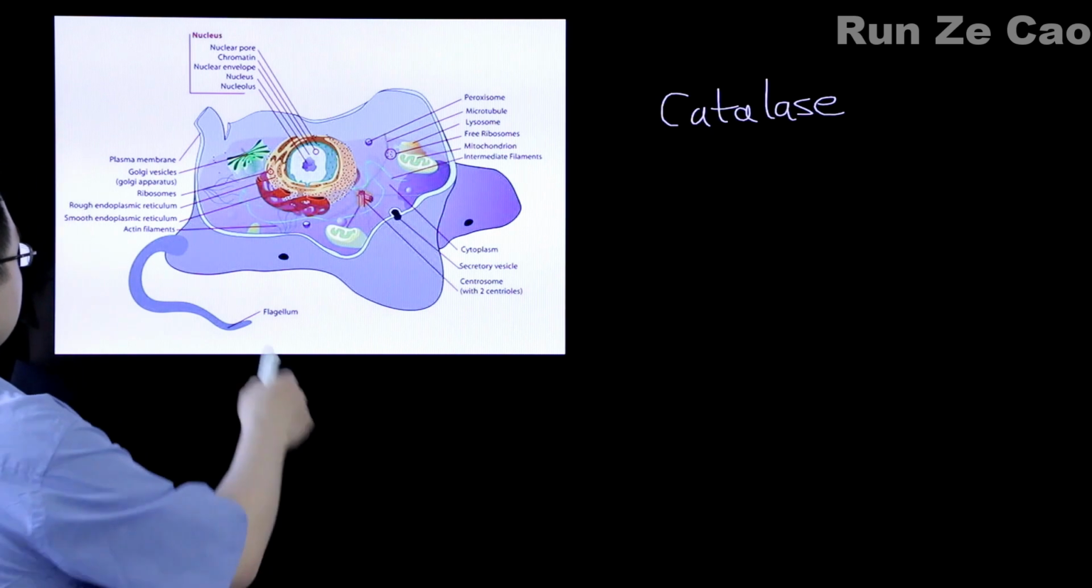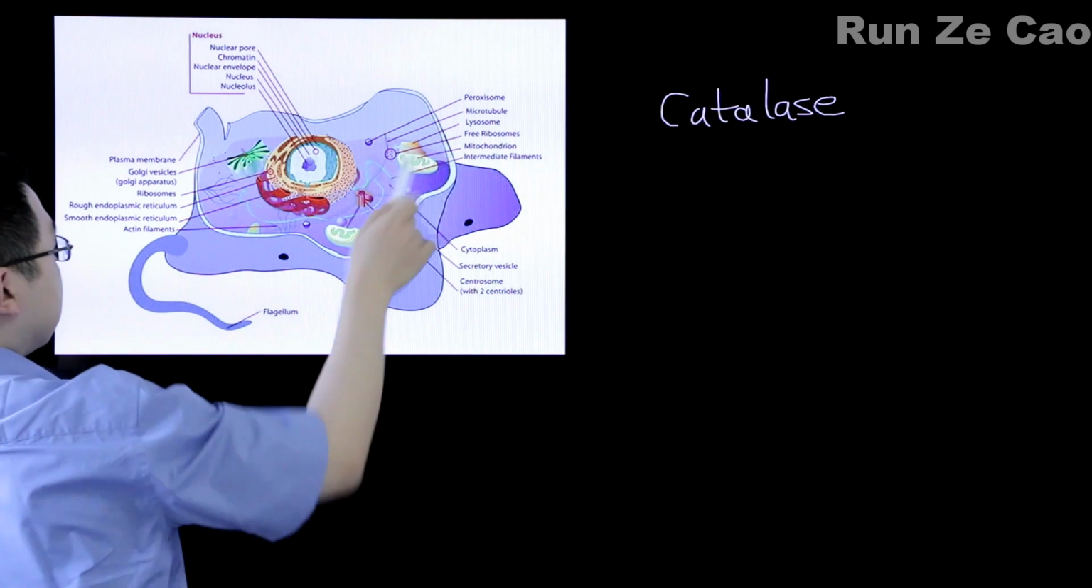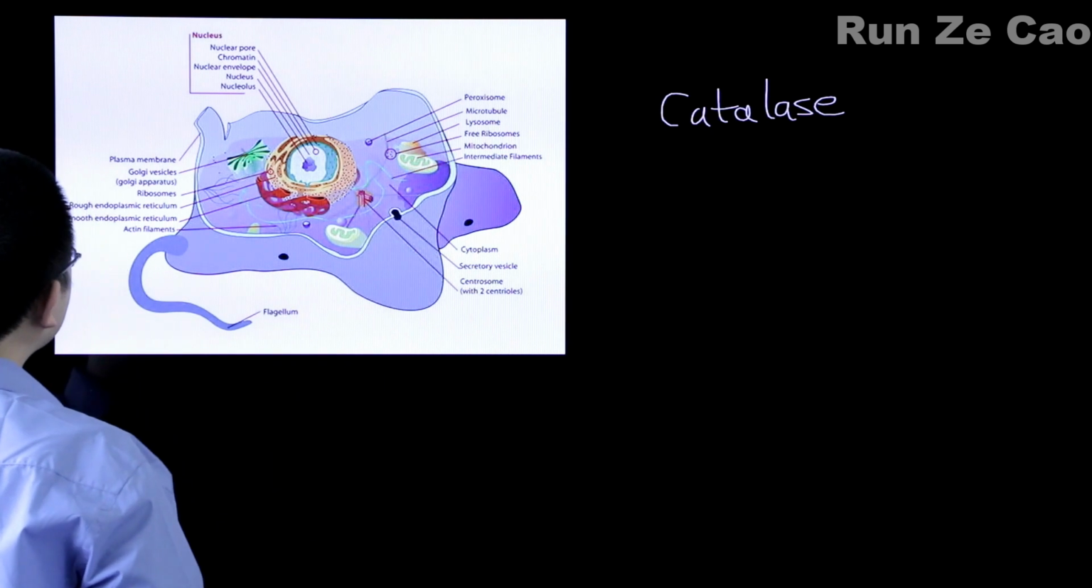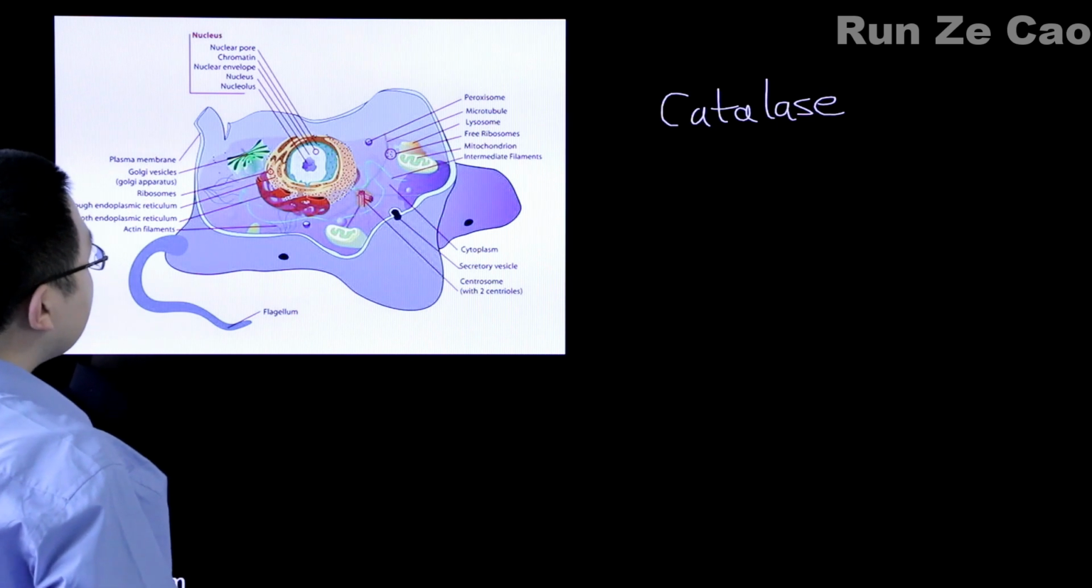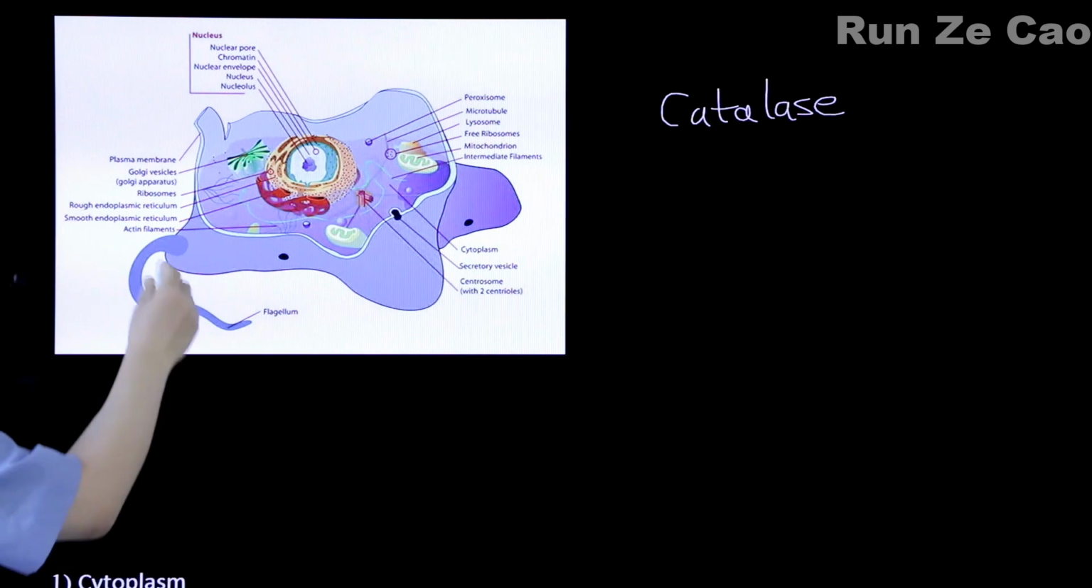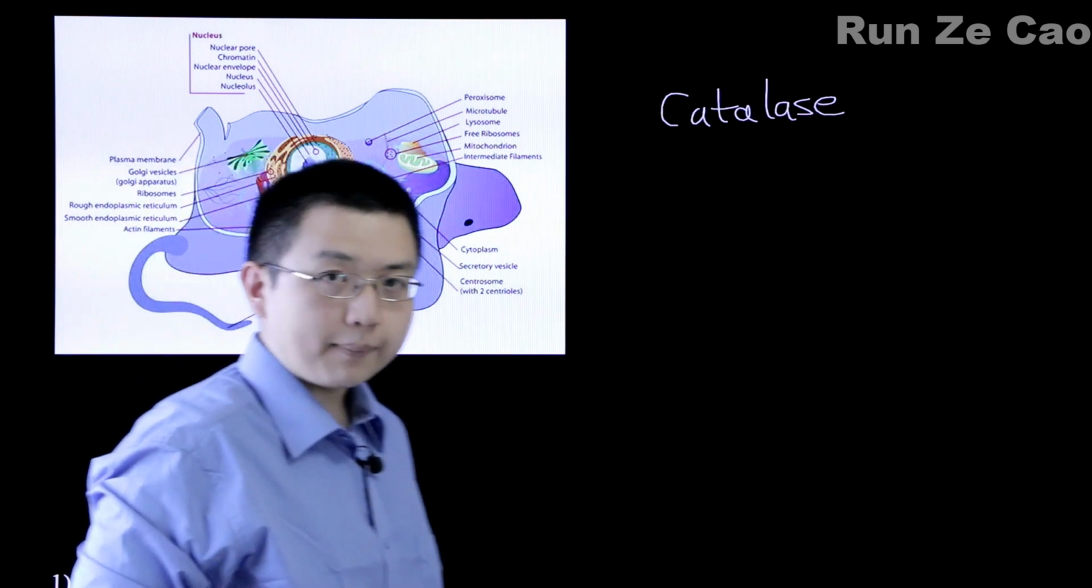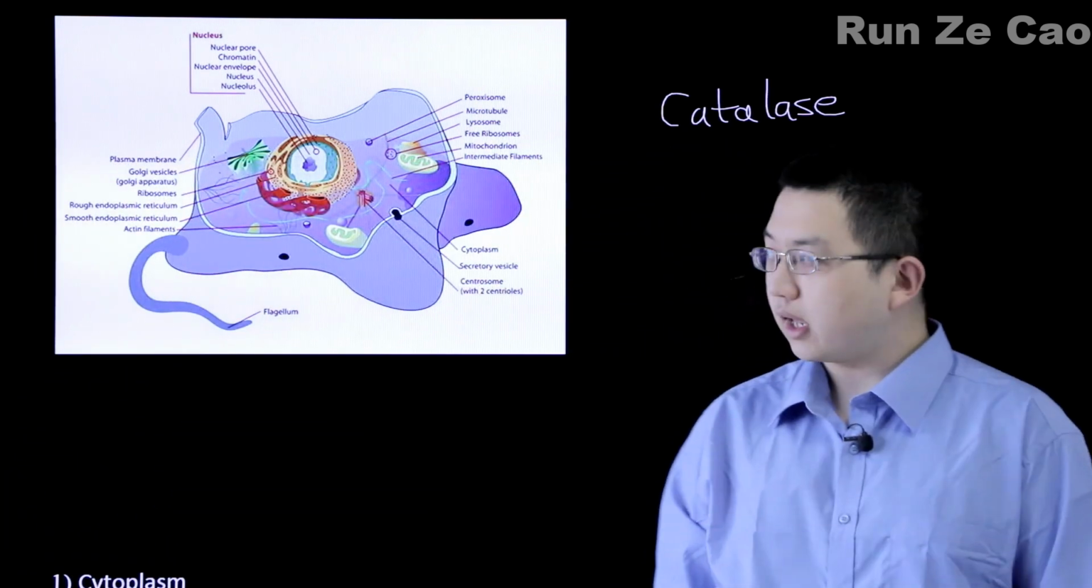Now, here we note that there are actin filaments, there are microtubules, and there are also going to be microfilaments inside an animal cell. But for now, we don't really need to be concerned about the cytoskeleton for grade 10 purposes.